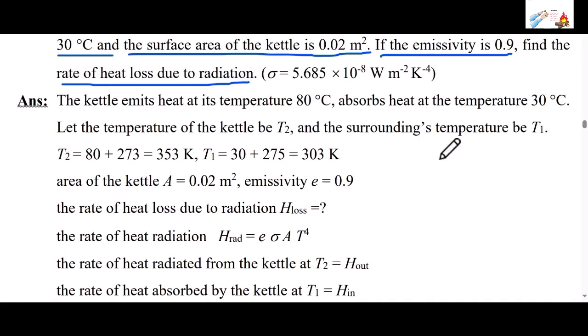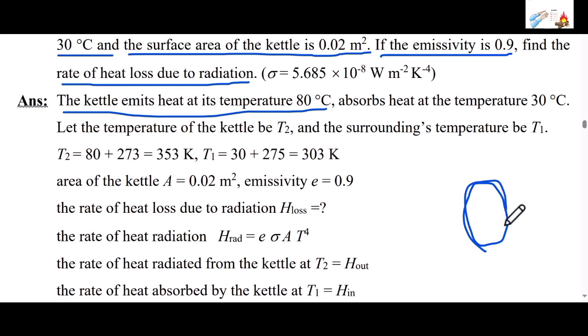The kettle emits heat at its temperature, 80 degrees Celsius, and absorbs heat at the room temperature, 30 degrees Celsius. The area is the same for both, and the emission depends on the temperature.